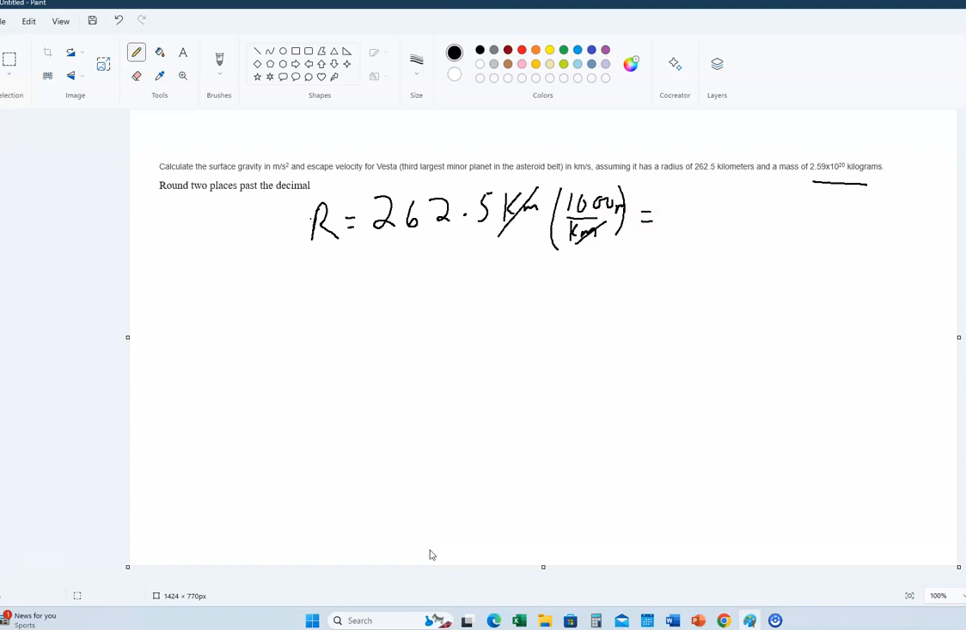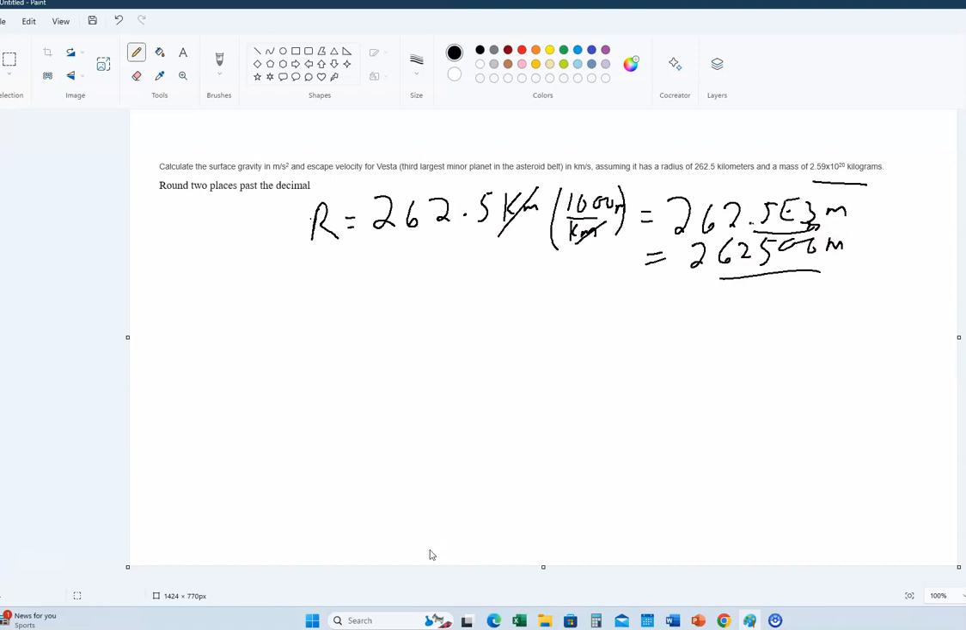So I'm actually just gonna write this out instead. I mean, you could do it in scientific notation. That's perfectly fine. So it'd be 262.5 times 10 to the third meters. Or you could easily write 262,500, right? Because you move the decimal place 3 places to the right. So anyhow, now this is of course in meters, so we have the right number.